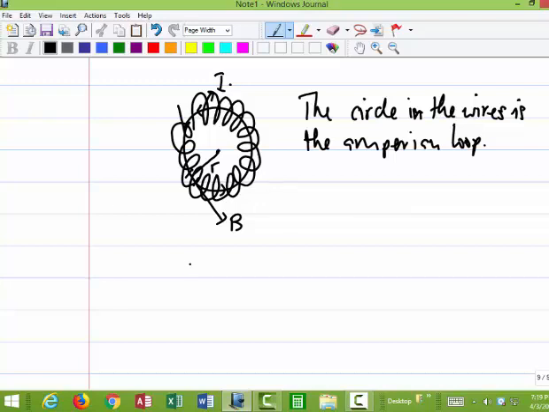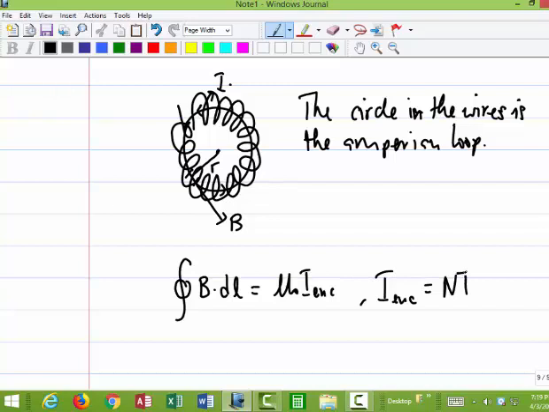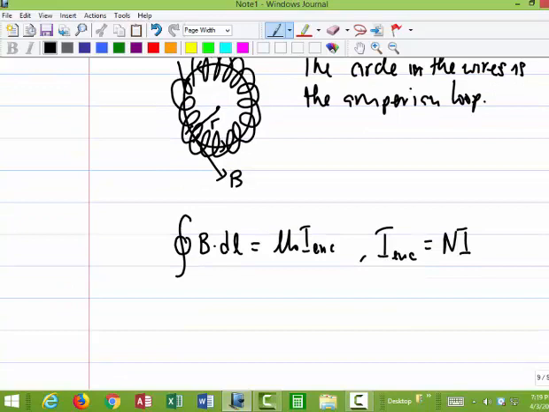So this time we use Ampere's law again. Integral over the closed loop of B dot dl is equal to mu naught times the current enclosed. So the current enclosed is just the number of turns of wire enclosed multiplied by current I. Okay, so let's say there are n turns of the toroid. We multiply that by I, and that gives us the current enclosed.